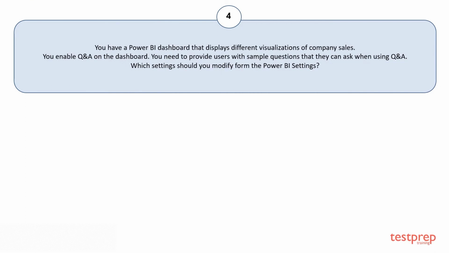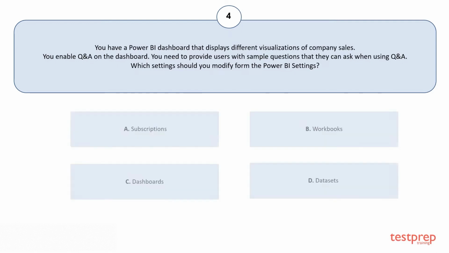Question 4. A Power BI dashboard displays different visualizations of company sales. You enable Q&A on the dashboard. You need to provide users with sample questions that they can ask when using Q&A. Which settings should you modify from the Power BI settings?